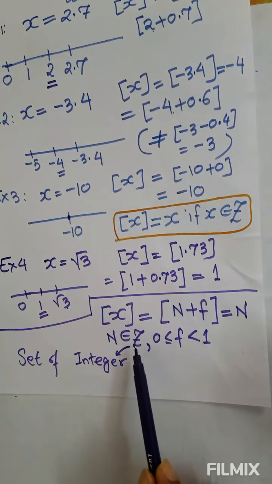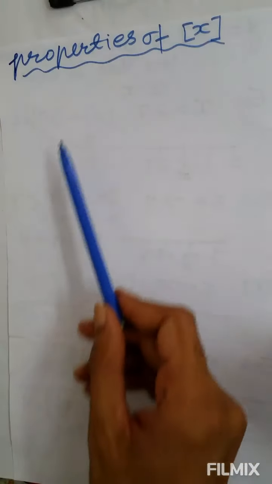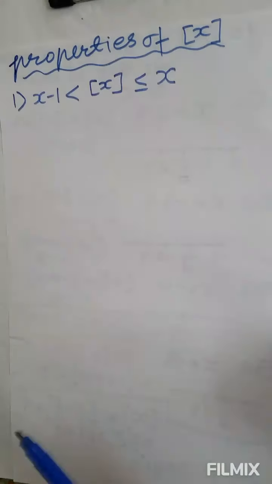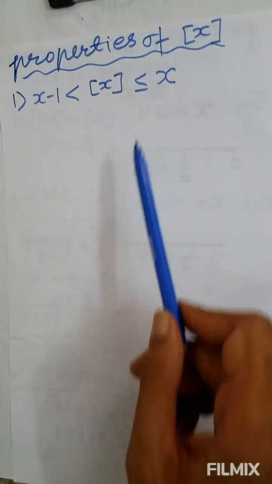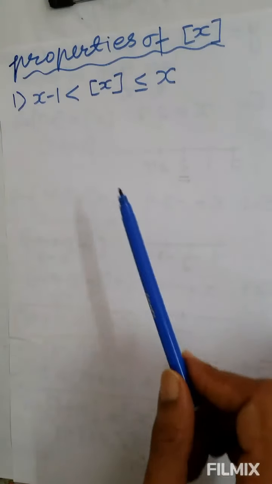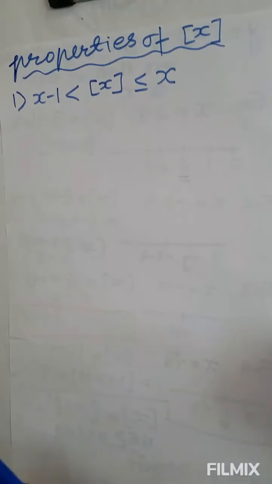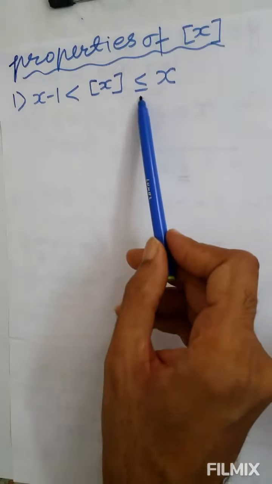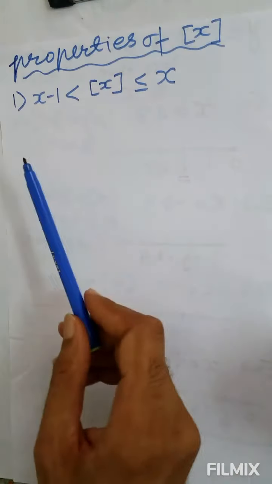That capital Z represents the set of integers. Now we'll see some properties of the greatest integer of x. From the definition, we know that the greatest integer of x is the integer on the left-hand side of the number line which is less than or equal to x. Equality holds when x is an integer.